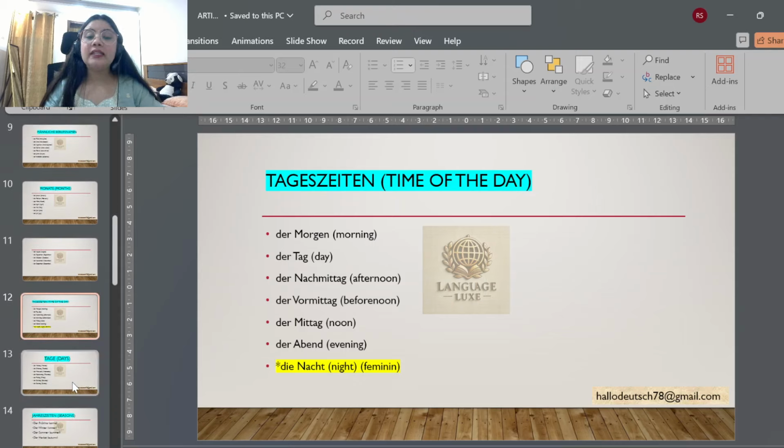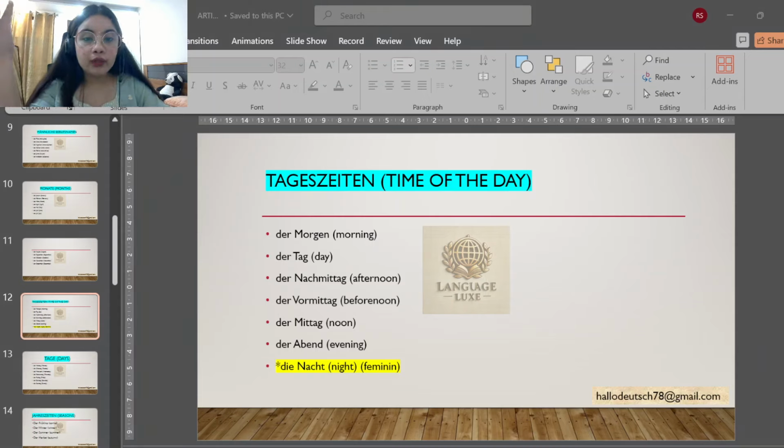Tageszeiten are basically times of the day. For example, morning, day, afternoon, before noon, evening. So these all are masculine except night. Can you see that highlighted part in yellow? That is night. That is always and always feminine. Apart from that, all the times of the day are masculine in nature.